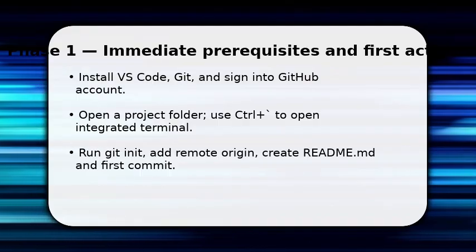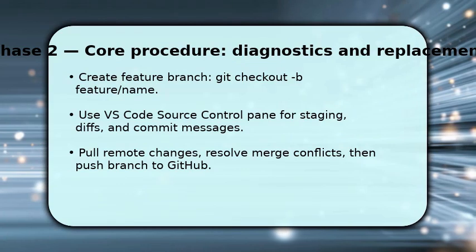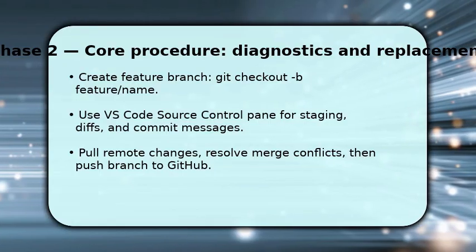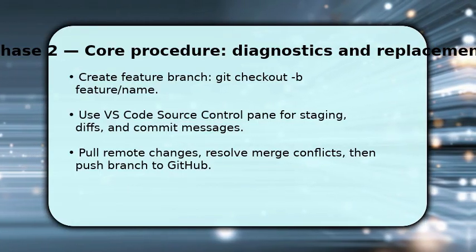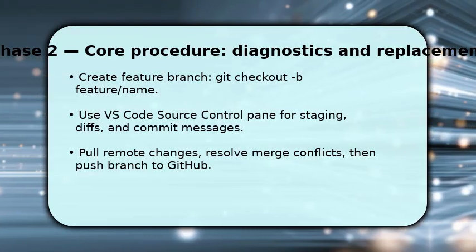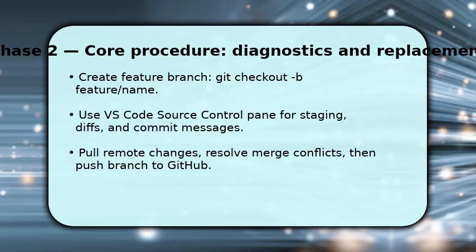Once done, add the GitHub remote and push to set the upstream branch so Git and GitHub stay in sync. You create a feature branch to isolate work. git checkout -b feature/name. This prevents breaking main. Use the VS Code source control pane to review diffs, stage hunks, and write clear commit messages. That visual feedback helps prevent mistakes.